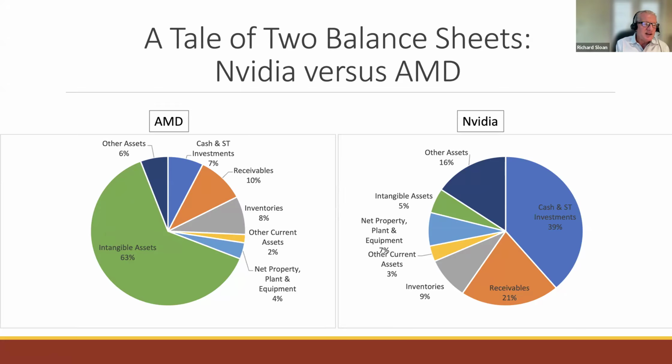And the reason is AMD did a huge acquisition recently of Xilinx, which tripled its assets, and most of the assets it added onto its books from this tens of billions of dollars acquisition of Xilinx were intangibles. And you can see here they were split about 50-50 between identifiable intangibles and goodwill.